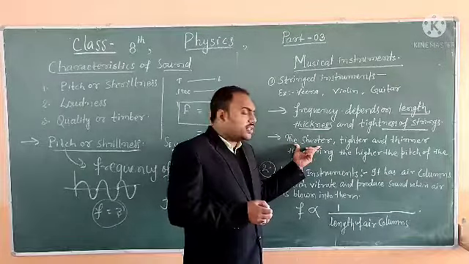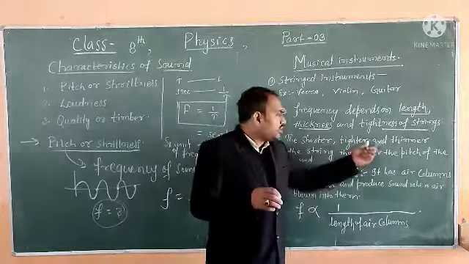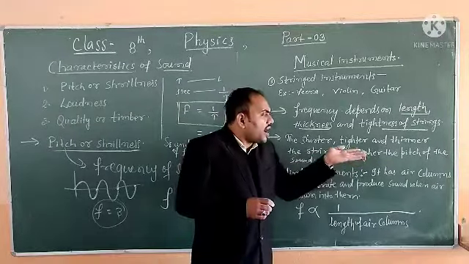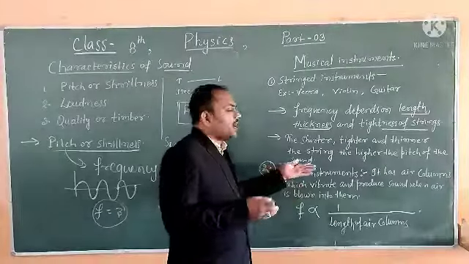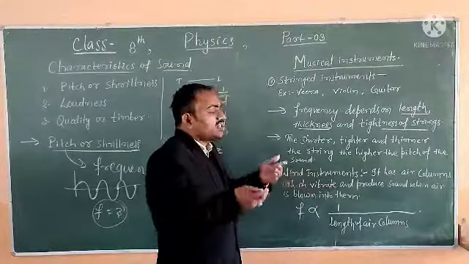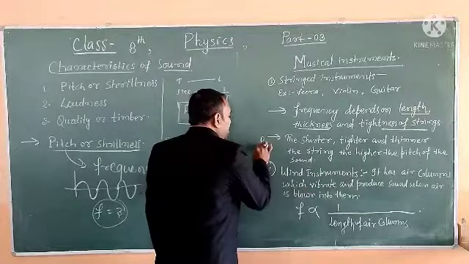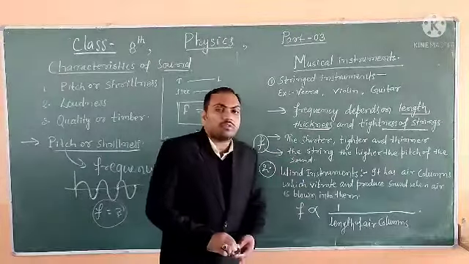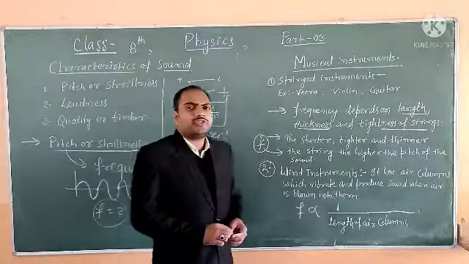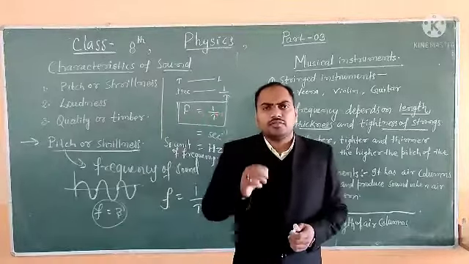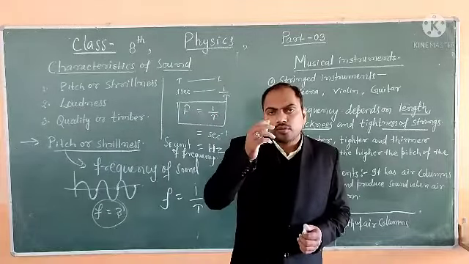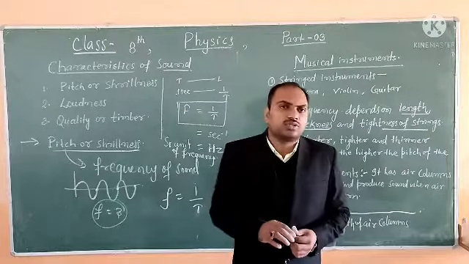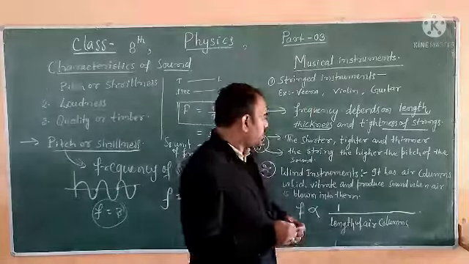So what you do, make the length shorter. If you are making the strings of shorter length, tighter, thinner, then the high pitched sound is produced. High pitched sound means the string has a high frequency, and it will produce a high pitched sound. Now come to the wind instrument. Wind instruments are such instruments in which wind blows. We will blow wind, हवा फूंकते हैं, and the sound is produced, it is called a wind instrument, okay.